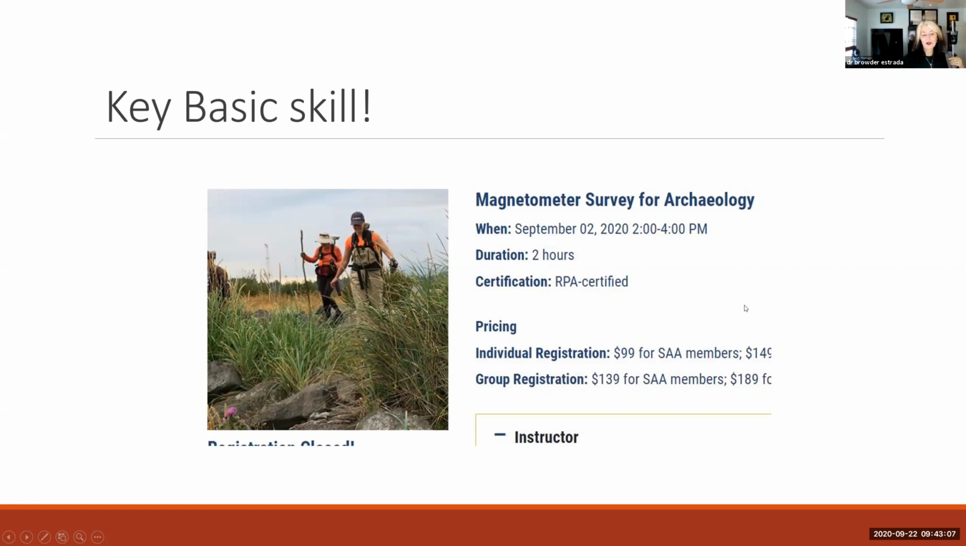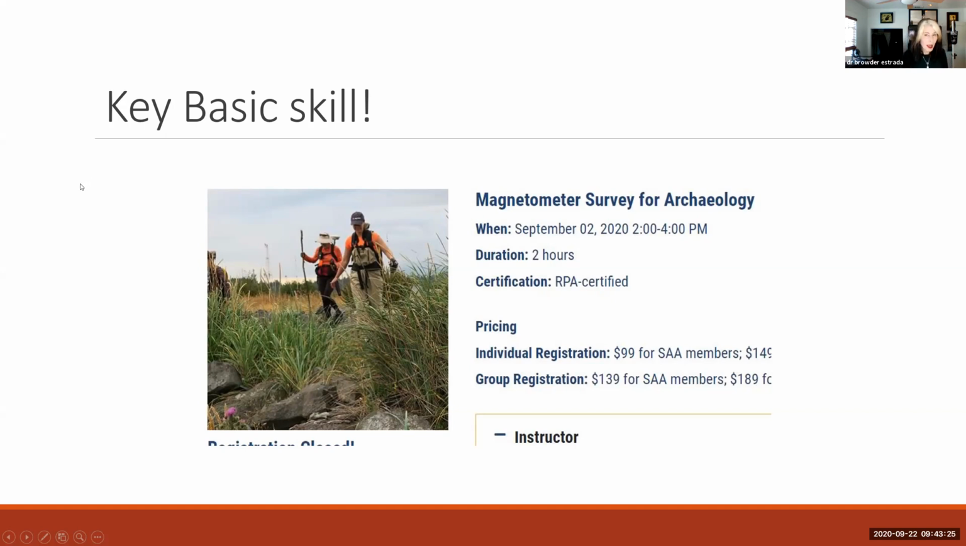These fill up really fast. By the time that I even found this a couple weeks ago, the class had already filled and run, but they run these all the time. So this is a real basic, another thing to remember about it, a really basic skill for people working in archaeology here in the US.